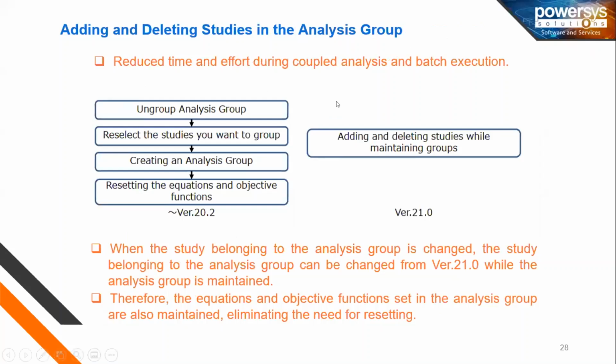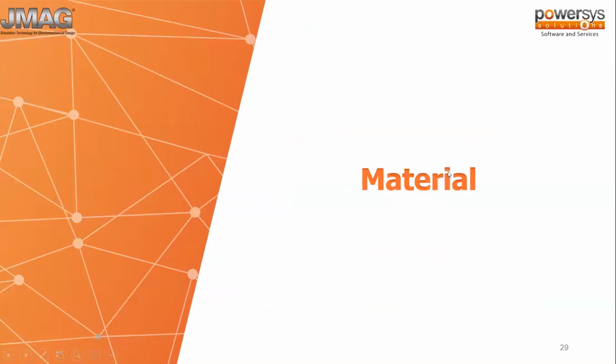So as we discussed earlier, for multiple FE analysis and all, we have the coupled analysis. In version 21, whatever studies come under the analysis group, we can directly change, and we can delete or add the studies which are already there in the analysis group. That can be done easily in version 21. But prior to that, we first had to ungroup the analysis, create the studies we wanted to group, and reset the equations and the objective functions. But that is not the case in version 21. So the time for doing this can be reduced in version 21.